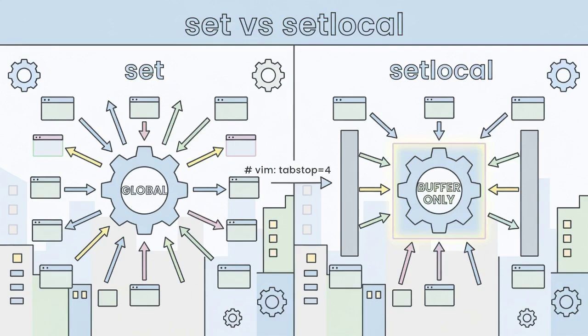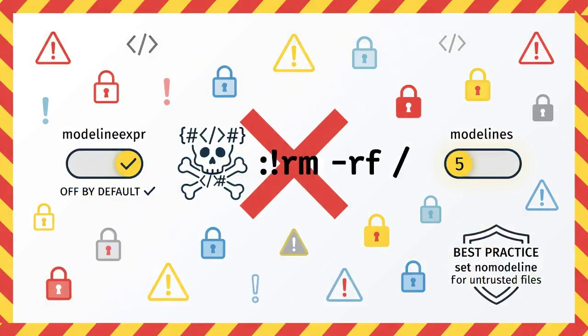Now for the security warning you absolutely need to know. Historically, malicious modelines could execute shell commands through Vim's expression feature using syntax like :cmd. 2 settings control this exposure. Modelineexpr is OFF by default and must be explicitly enabled for any expression evaluation to work. Modelines defaults to 5, meaning Vim scans 5 lines from the top and bottom. In untrusted environments, set nomodeline entirely or set modelines to 0 to disable scanning completely.